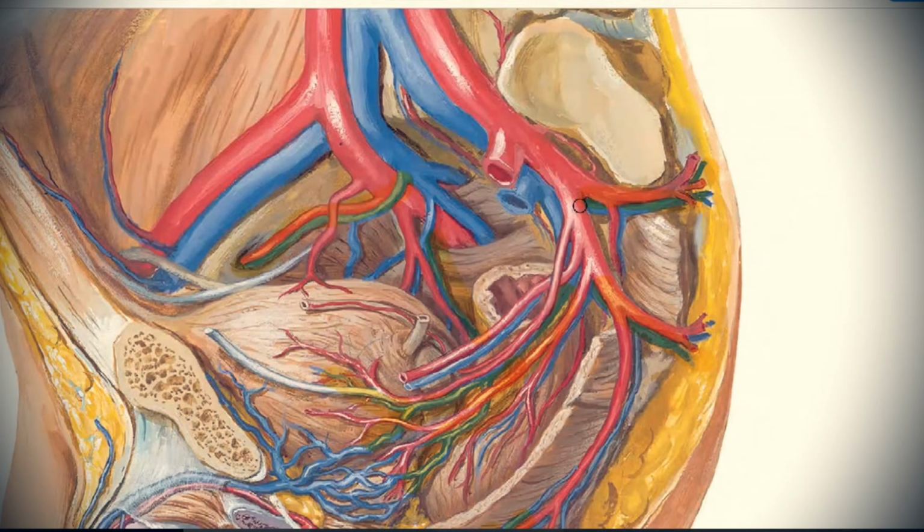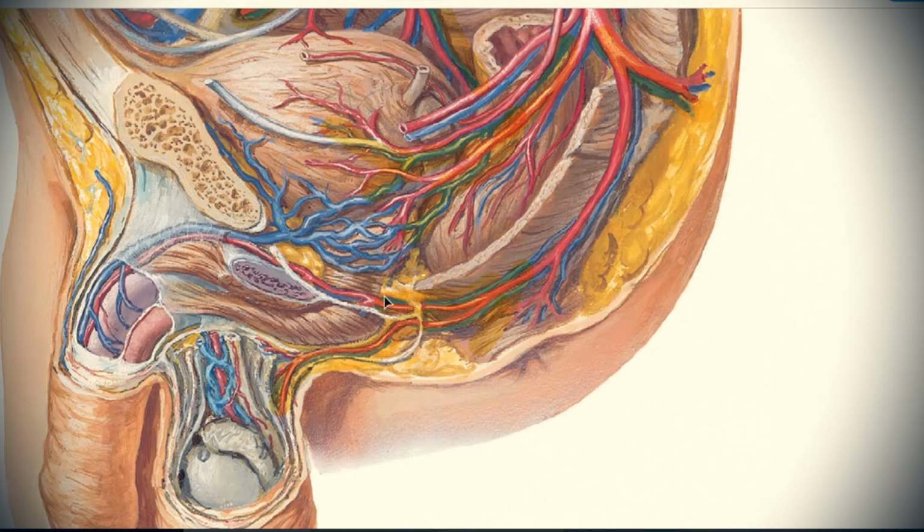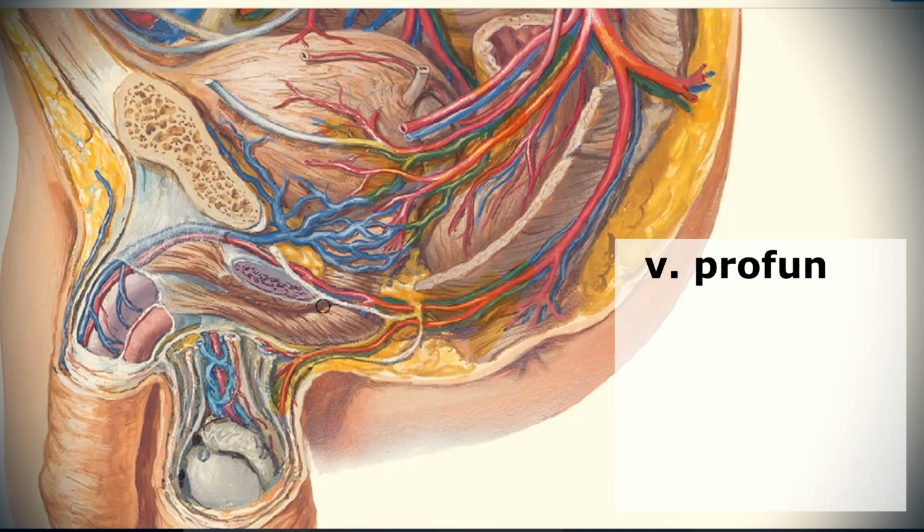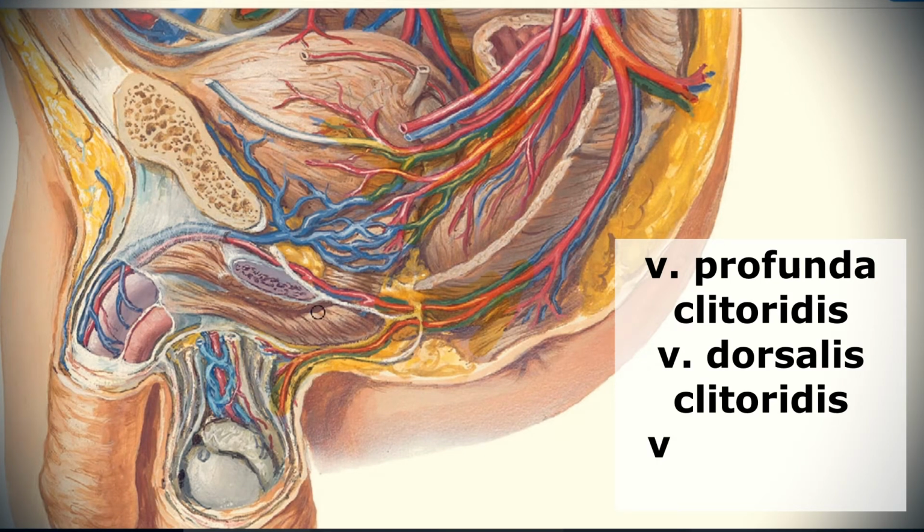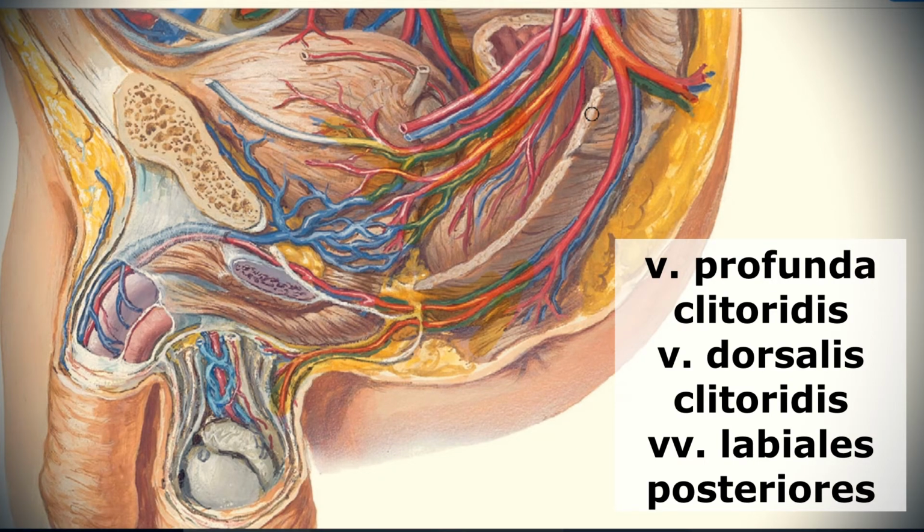and falls into the vena iliaca interna. If we talk about female, then the beginning of this vein will consist of the union of vena clitoridis, vena profunda clitoridis, and vena dorsalis clitoridis, and vena labialis posterioris. All the other will be the same.